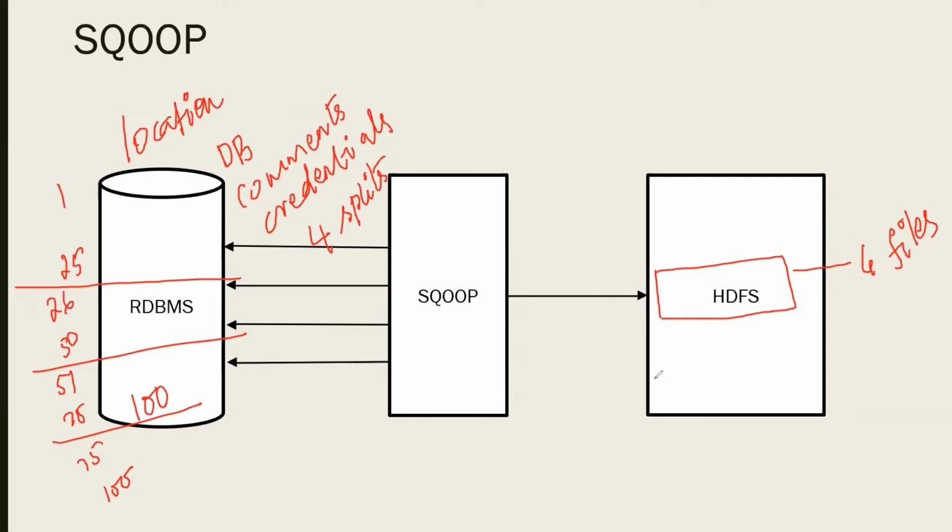You have to pass the number as a parameter, and based on whatever number you pass, it will split the table into that many splits, and all of them will be read in parallel, because it's just reading, right? It doesn't need any dependency. So you can read them in parallel and write them inside a single HDFS directory as either 4 files or 10 files, depending upon how many splits we have made. Okay, is that clear?